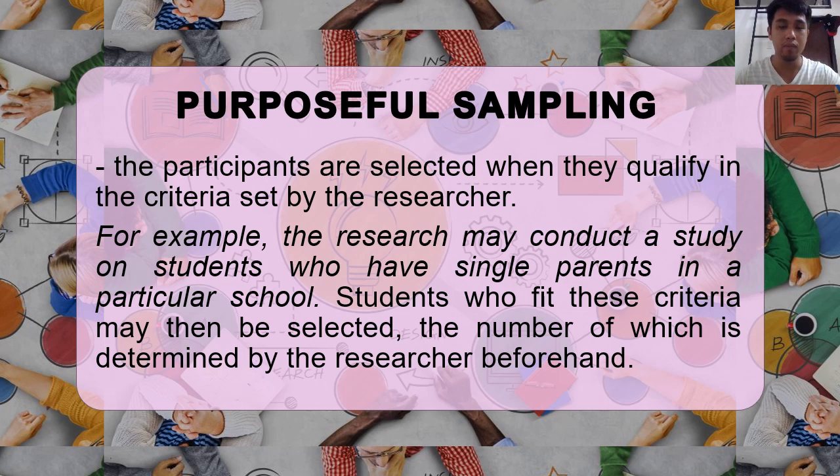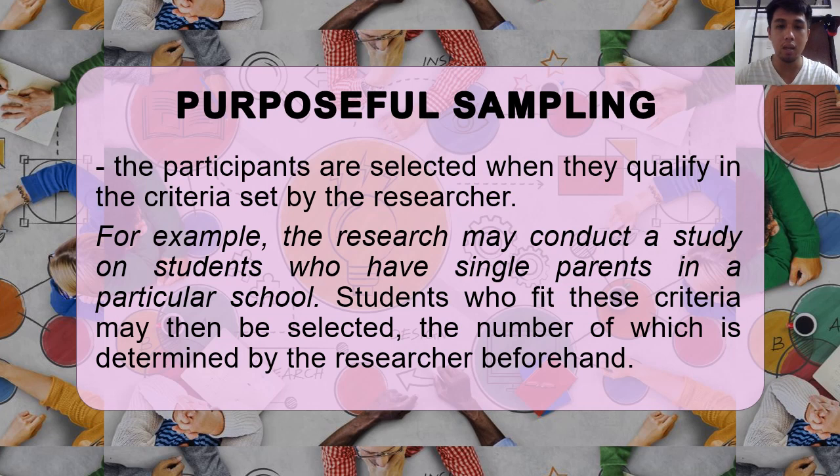In purposeful sampling, the participants are selected when they qualify in the criteria set by the researcher. Let's take a look at the example provided below. The researcher may conduct a study on students who have single parents in a particular school. Students who fit this criteria may then be selected, the number of which is determined by the researcher beforehand.